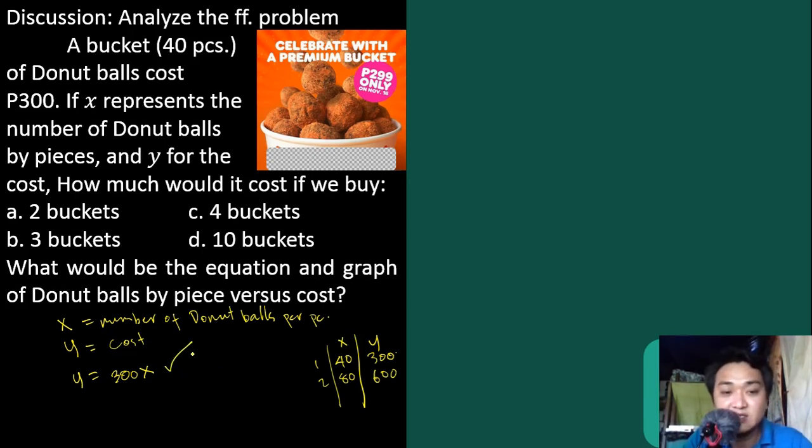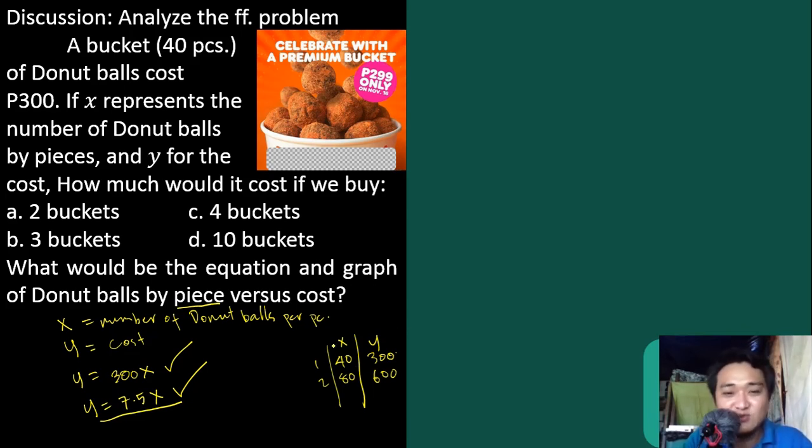So ito yung per bucket at ito naman yung per piece. So that is y is equivalent to 7.5x. Okay. But since yung hinihingi ng problem is by piece, ito po. So ang susundin natin is itong y is equivalent to 7.5x. Ano kaya magiging itsura nung graph niya?